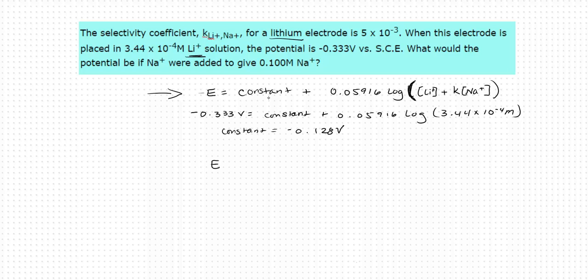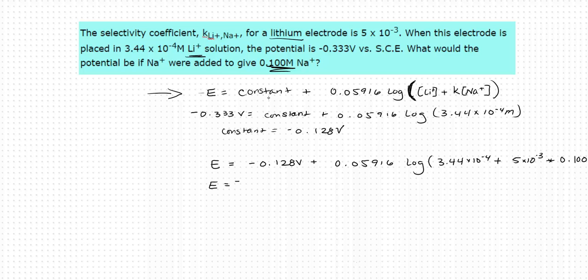So E, what I'm looking for, is going to be equal to negative 0.128 volts plus 0.05916 times the log of the sum, 3.44 times 10 to the negative 4, plus the selectivity coefficient, 5 times 10 to the negative 3, times 0.100, because that is the concentration of my sodium. So plug all of that into the calculator. You should get an E value then of negative 0.310 volts. So you can see how that potential changes with the addition of the sodium.